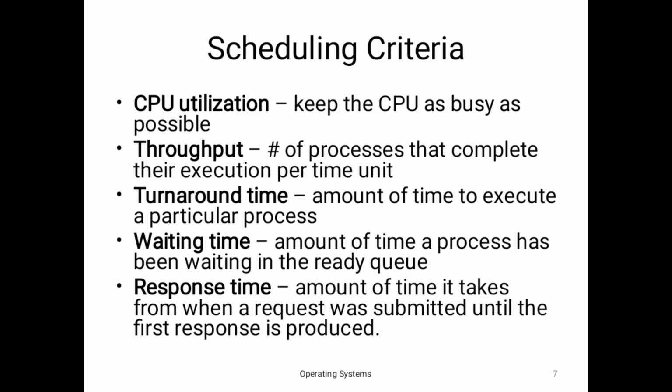Then these are the various scheduling criteria we follow: CPU utilization, throughput, turnaround time, waiting time, and response time. CPU utilization is nothing but keeping the CPU as busy as possible. Throughput is the maximum number of outputs received. Turnaround time is the amount of time used to execute a particular process. Waiting time is the amount of time spent waiting in the ready queue. Response time is the time from the submission of the process to the first response received.